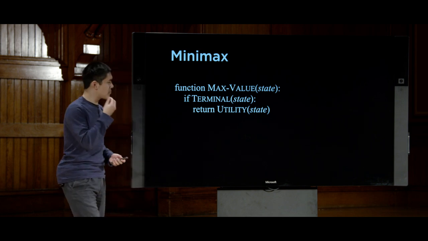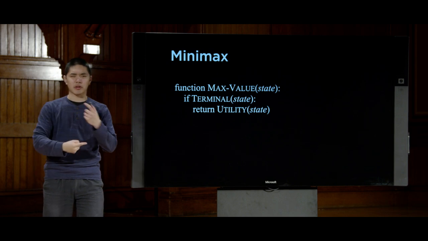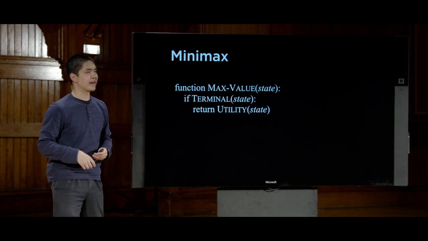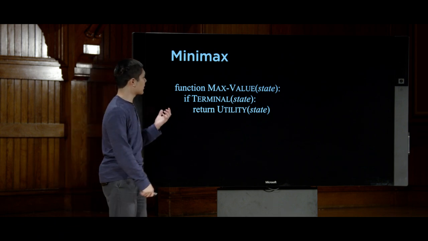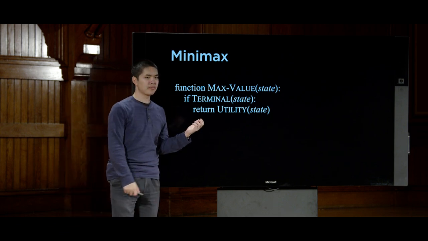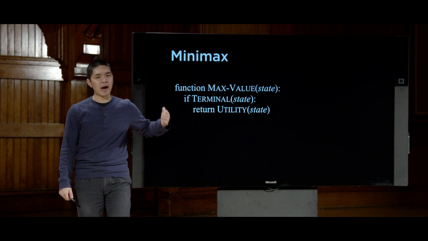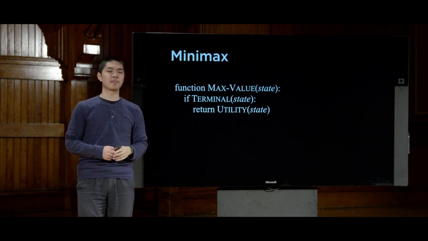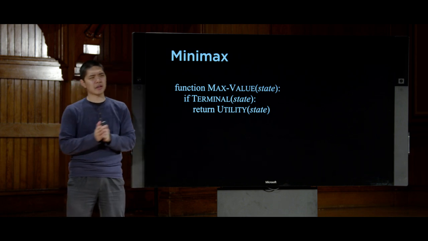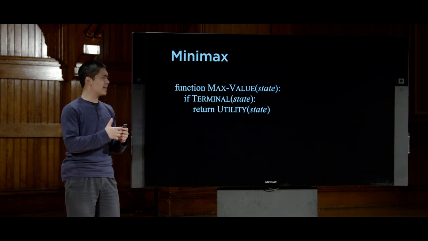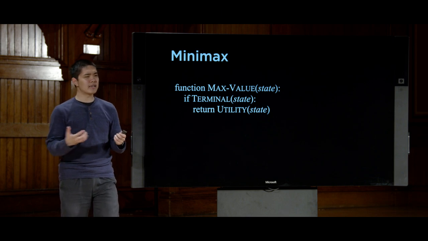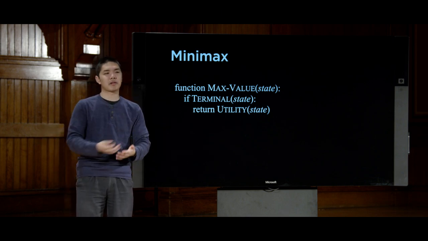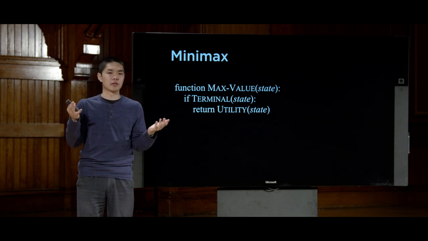What's trickier is if the game isn't over, because then I need to do this recursive reasoning about thinking, what is my opponent going to do on the next move? And I want to calculate the value of this state, and I want the value of the state to be as high as possible. And I'll keep track of that value in a variable called v. And if I want the value to be as high as possible, I need to give v an initial value. And initially, I'll just go ahead and set it to be as low as possible, because I don't know what options are available to me yet.